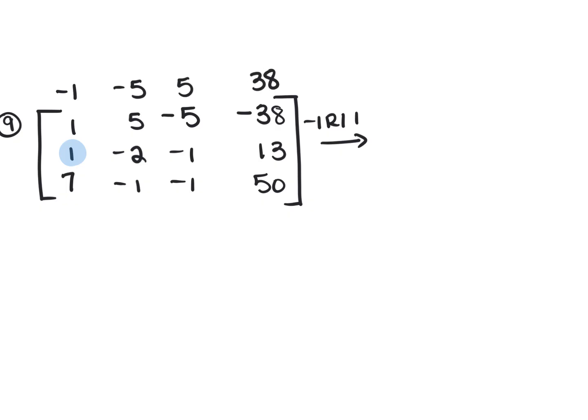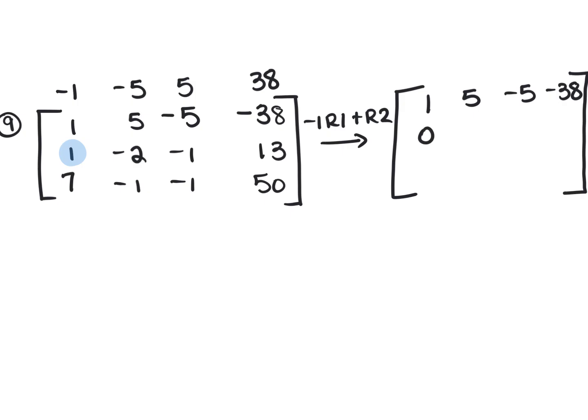All right, now we're going to add this to row 2. Again, I'm multiplying row 1 by something, so it's going to stay just like it is. And then as we add the outside numbers to the second row, I have negative 1 plus 1 is 0. Negative 5 minus 2 is negative 7. I have 5 minus 1 is 4. And 38 plus 13 is going to give me 51.